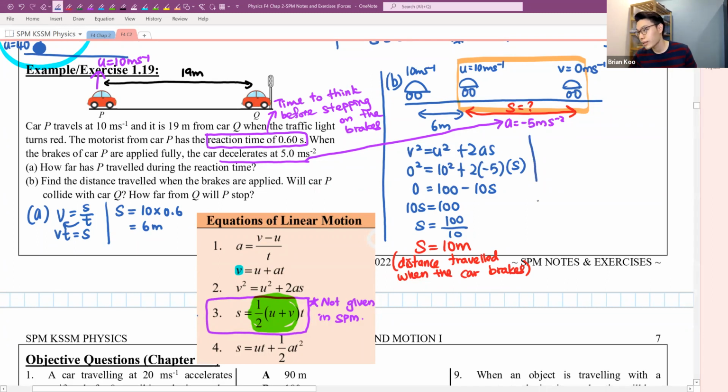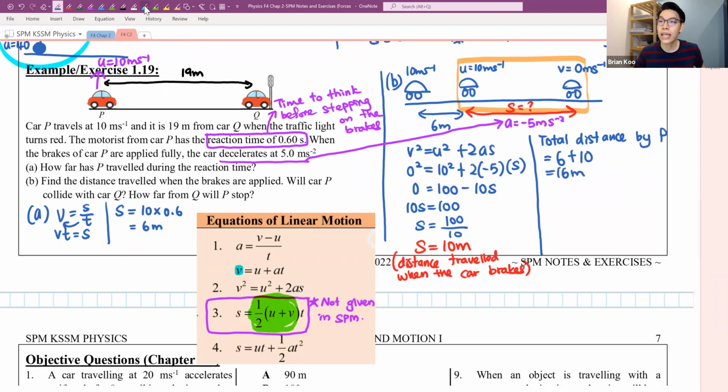Do you think they will collide? Do you guys think they will collide? Okay, Ethan says no. Kirina also says no. Yeah, they won't collide because the total distance traveled by car P is only, at first, the 6 meters. That is the reaction time, right? When he was just thinking, he was still driving for 6 meters. And then after that, when he starts to press the brake, that is another 10 meters. So in total, 16 meters.